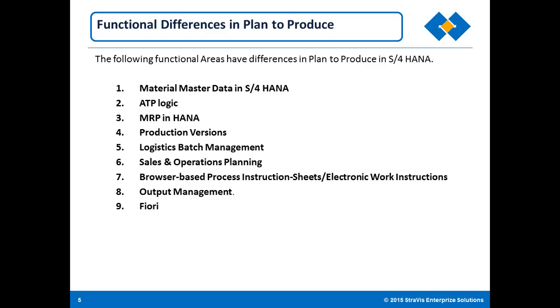And MRP in HANA is now, apart from the regular MRP, we also have what is called MRP Live, which can give more flexibility in running the MRP. And production versions are now mandatory to use in case of discrete or process manufacturing. So how it is important and why they are mandatory, we will look into that. And logistics batch management is completely redefined and changed to suit the new tables, which we'll also see.